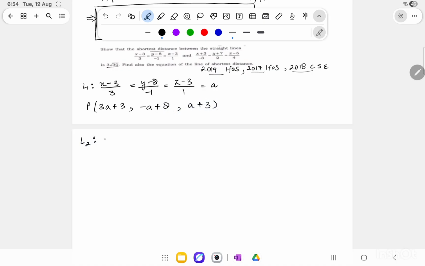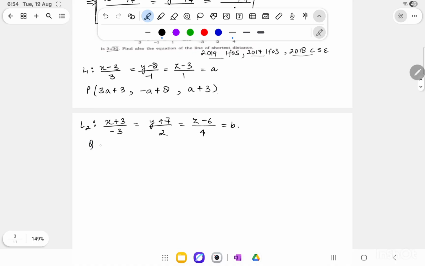Likewise, I can find any arbitrary point on line 2. My line L2 is x plus 3 by minus 3, y plus 7 by 2, and z minus 6 by 4. If I equate with B, and Q is any arbitrary point on line L2, then that will be of the form minus 3B minus 3, 2B minus 7, 4B plus 6. Since I have points P and Q that are arbitrary points on the given lines, I can easily find the direction cosines of line PQ.